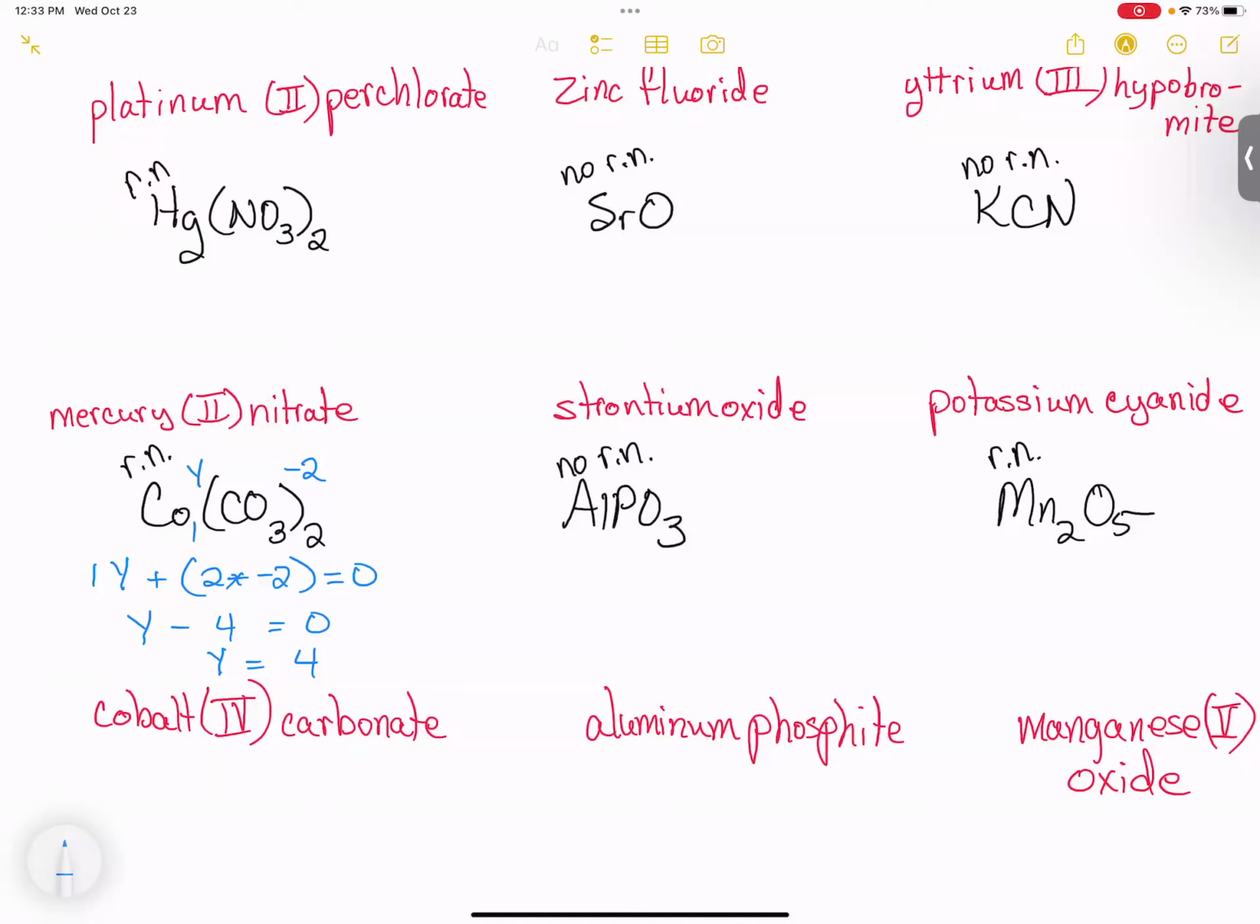So we set up our equation 1 times Y, 2 times the -2, and we set that equal to 0, and that's where this equation comes from. So y ultimately equals 4, so the charge on that cobalt is a 4 plus charge, and so the total is cobalt 4 carbonate.